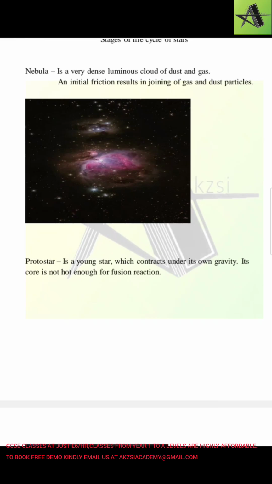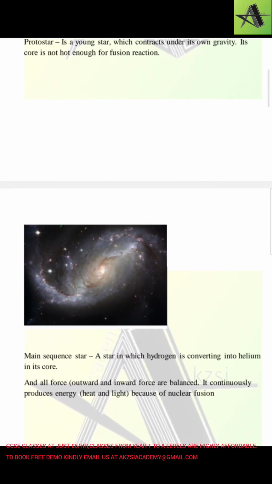There is a third kind of nebula also, called the planetary nebula, which more specifically happens in a dying star. But as of now we are specifically talking about a nebula, a cloud of dust and gas, and they get their light because of being reflected or being emitted. Okay, moving on to the next one. A protostar is the next stage of the life cycle of a star.